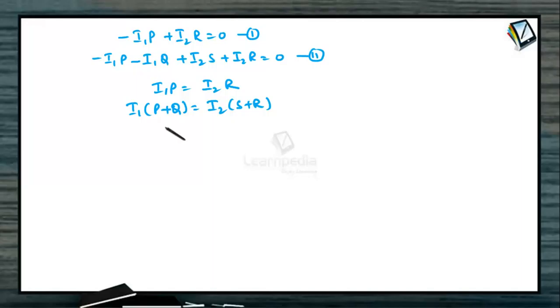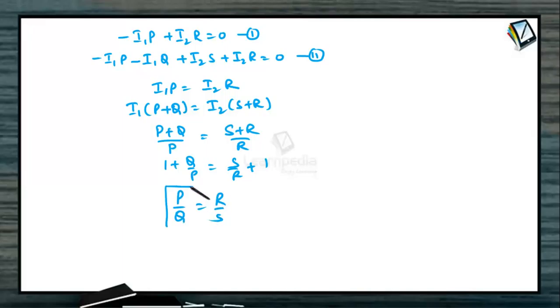Now dividing this equation by this equation, we get P by P plus Q is equal to R by S plus R, or 1 plus Q by P is equal to S by R plus 1, or finally P by Q is equal to R by S. If the ratio of resistance P and Q is equal to the ratio of resistance R and S, then the bridge is said to be balanced. This is the condition of balance, and current through the galvanometer is 0. Current through galvanometer is 0 and P by Q is equal to R by S.